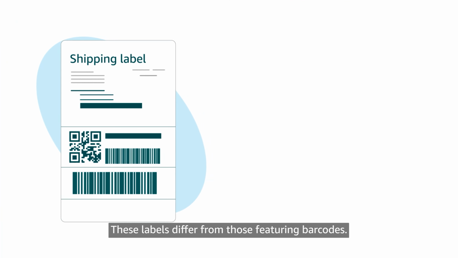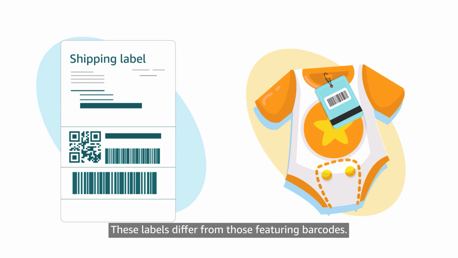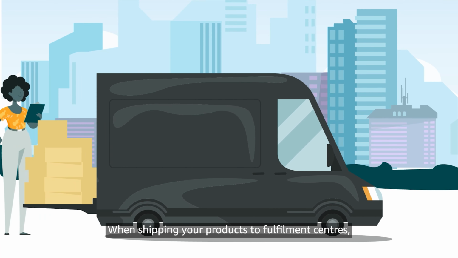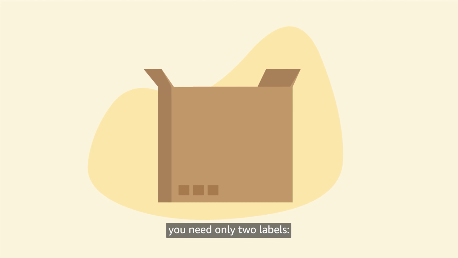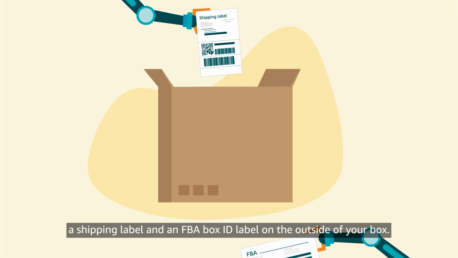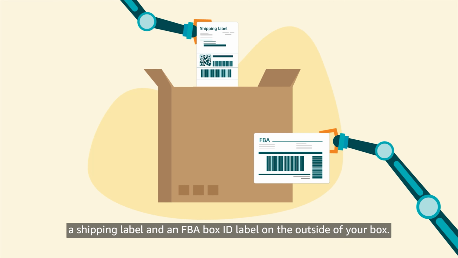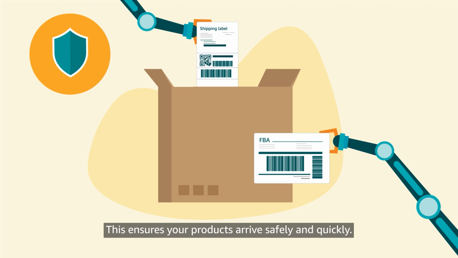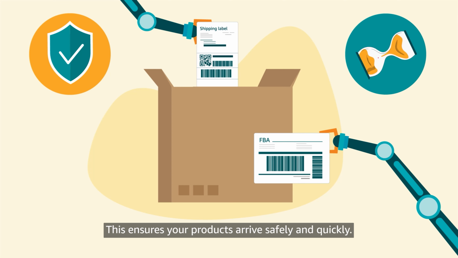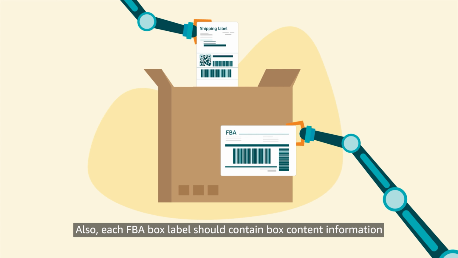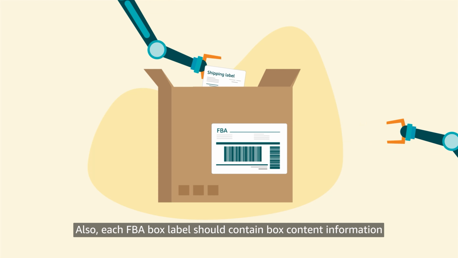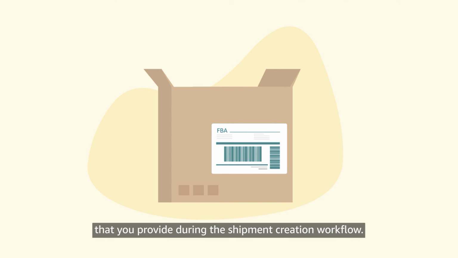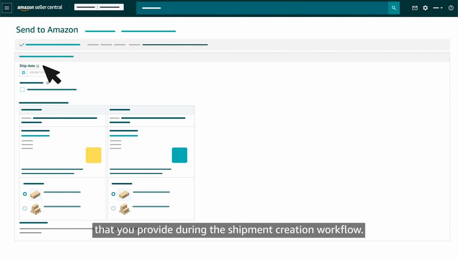The fifth FBA requirement involves shipment labels. These labels differ from those featuring barcodes. When shipping your products to fulfillment centres, you need only two labels, a shipping label and an FBA box ID label on the outside of your box. This ensures your products arrive safely and quickly. Also, each FBA box label should contain box content information that you provide during the shipment creation workflow.